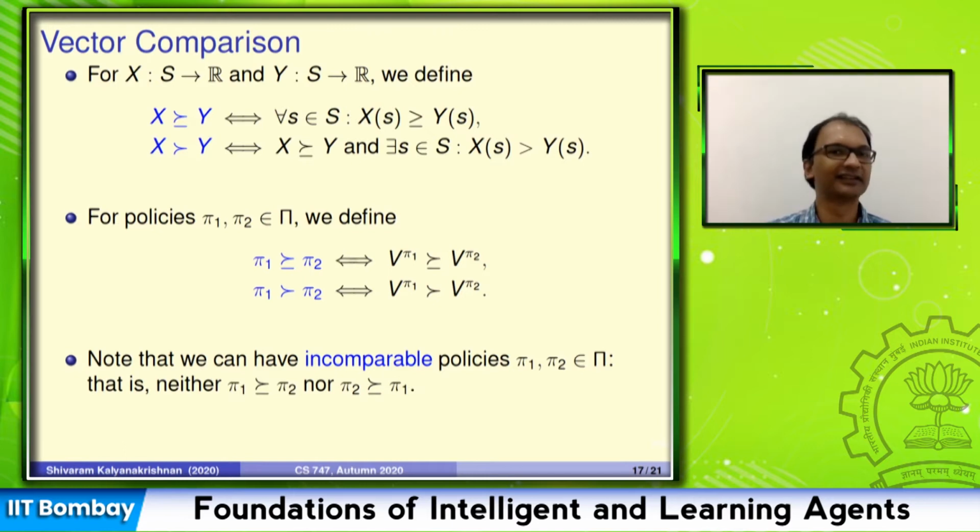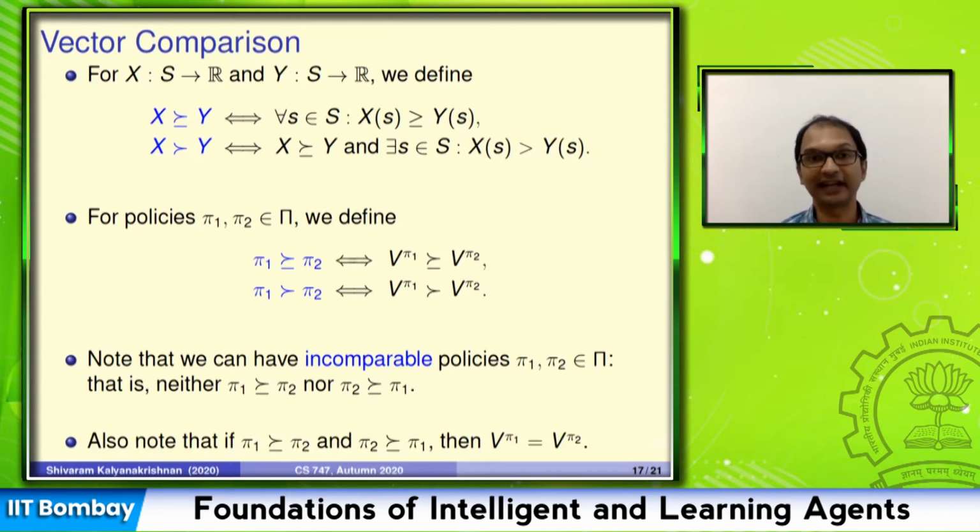Because these are vectors, it could be that pi 1 is better off in some dimension and pi 2 is better off in some dimension. If you have such policies, they are incomparable. On the other hand, if you have policies that satisfy both pi 1 greater than or equal to pi 2 and pi 2 greater than or equal to pi 1, then it follows from what we've written on this slide that they must have identical value functions. Okay, they might not be the same policy, but at the very least, they will have the same value function. There must be strict equality of the value function. Okay, so this is just defining what it means to compare two vectors using greater than or equal to.